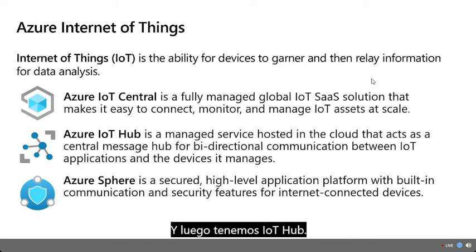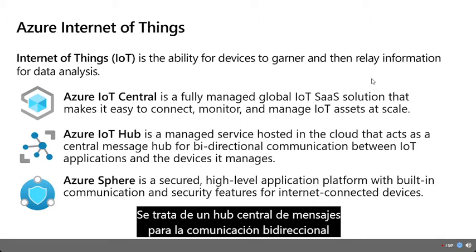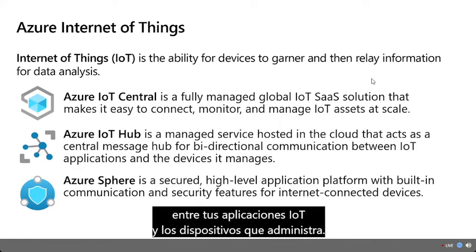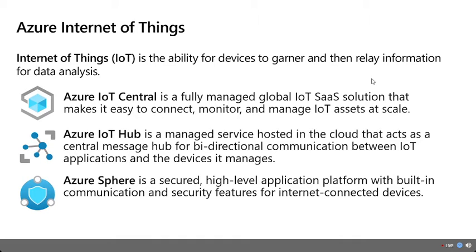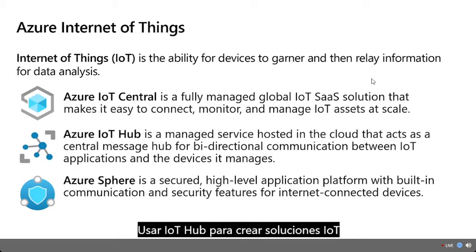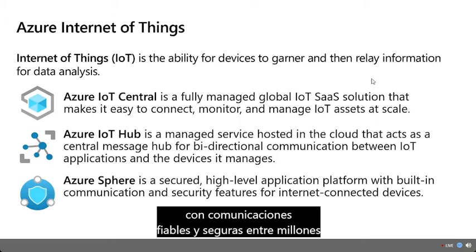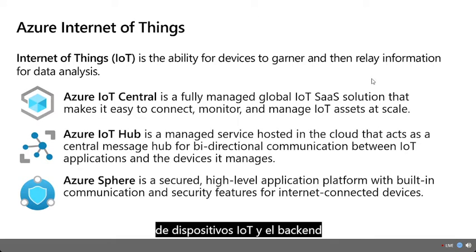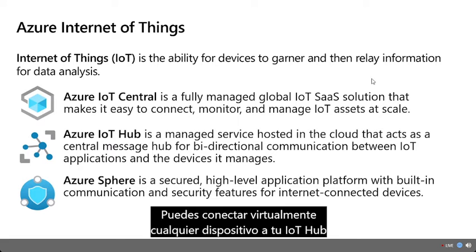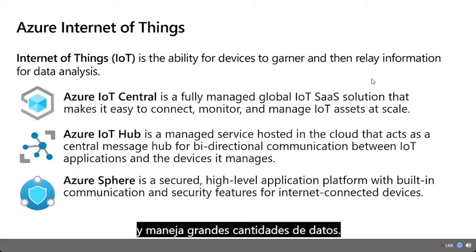And then we have IoT Hub, a central message hub for bi-directional communication between your IoT applications and the devices it manages. Use IoT Hub to build IoT solutions with reliable and secure communications between millions of IoT devices and a cloud-hosted solution backend. You can connect virtually any device to your IoT Hub, and it handles massive amounts of data.